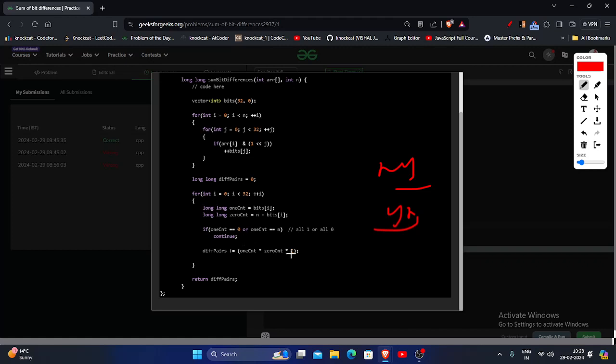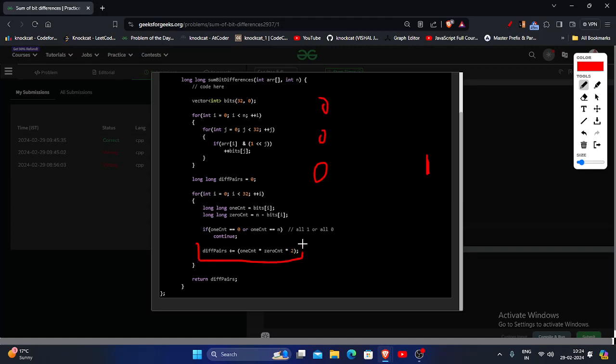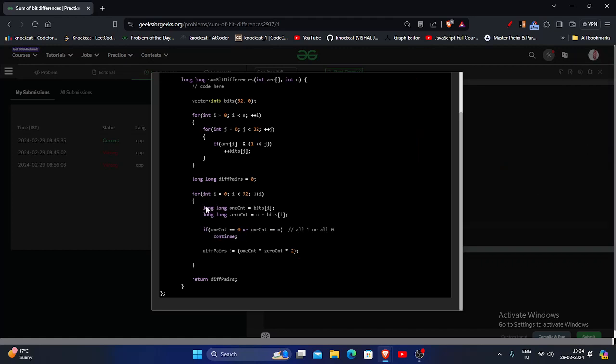1 count into 0 count into 2. And I'm just adding these pairs here. This condition, even though we don't write this, it will work fine. I'm checking if I have all 0 or all 1, that means we don't need this operation. And you already know if we have all bits at 1, then there will be no pair which has a 1 0 or 0 1 state. So using this 1 count and 0 count, we just form the Cartesian product into 2, because x, y and yx are different pairs, and I just calculate here.